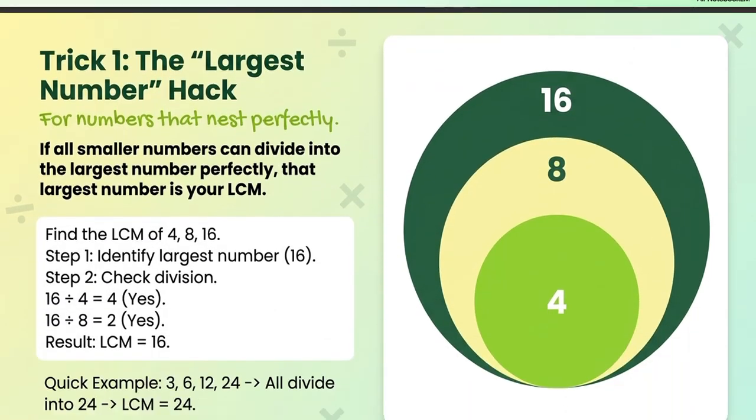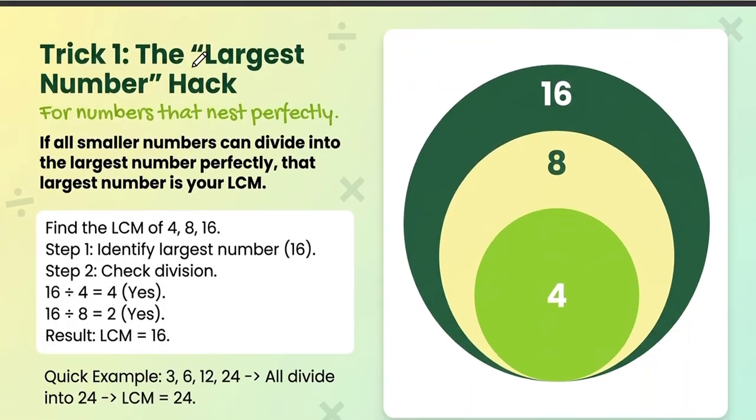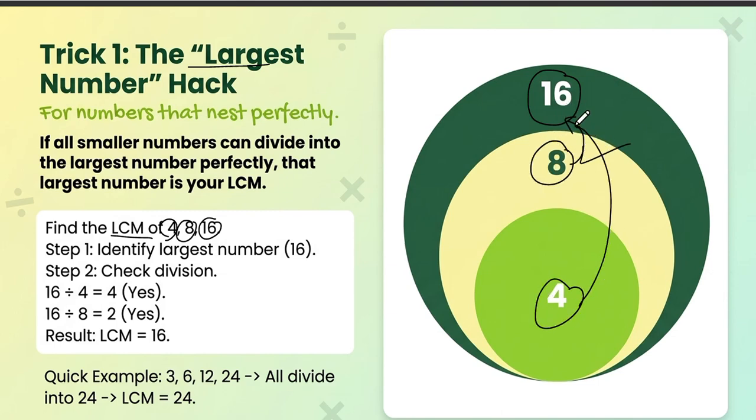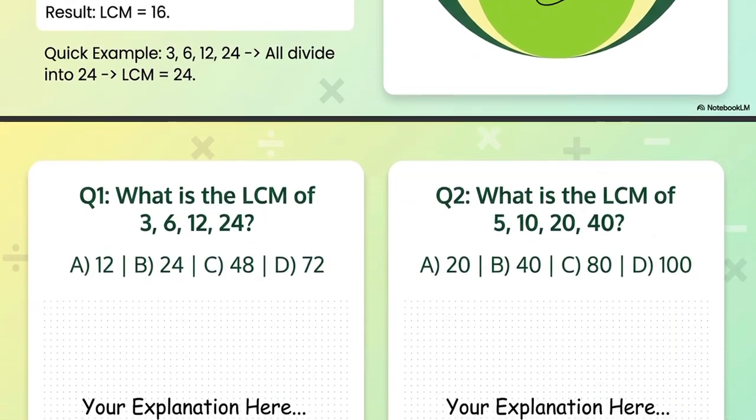So the trick number one, that is the larger number trick. Look at the example first. Find the LCM of 4, 8 and 16. What is the larger number here? 16. Now the second step: do the remaining smaller numbers divide 16 perfectly or not? 8 divides 16, yes. 4 divides 16, yes. In that case our largest number is our LCM. So the LCM of 4, 8, 16 is 16. Look at some more examples on this trick.